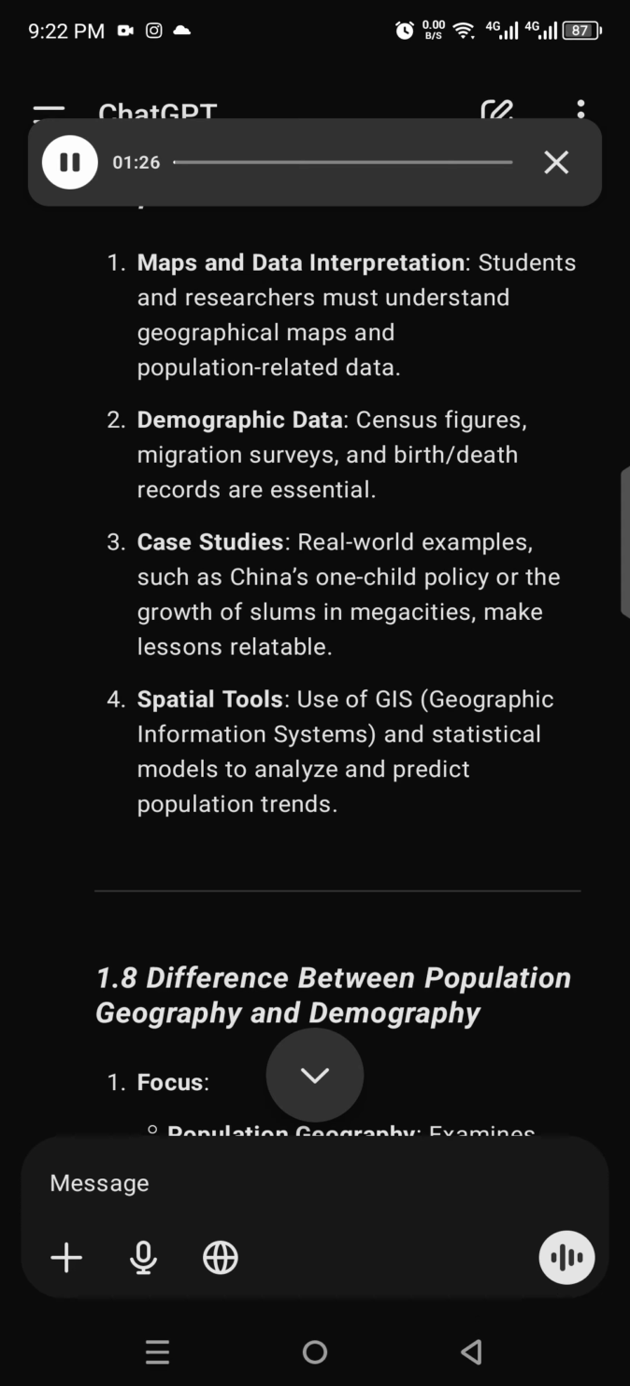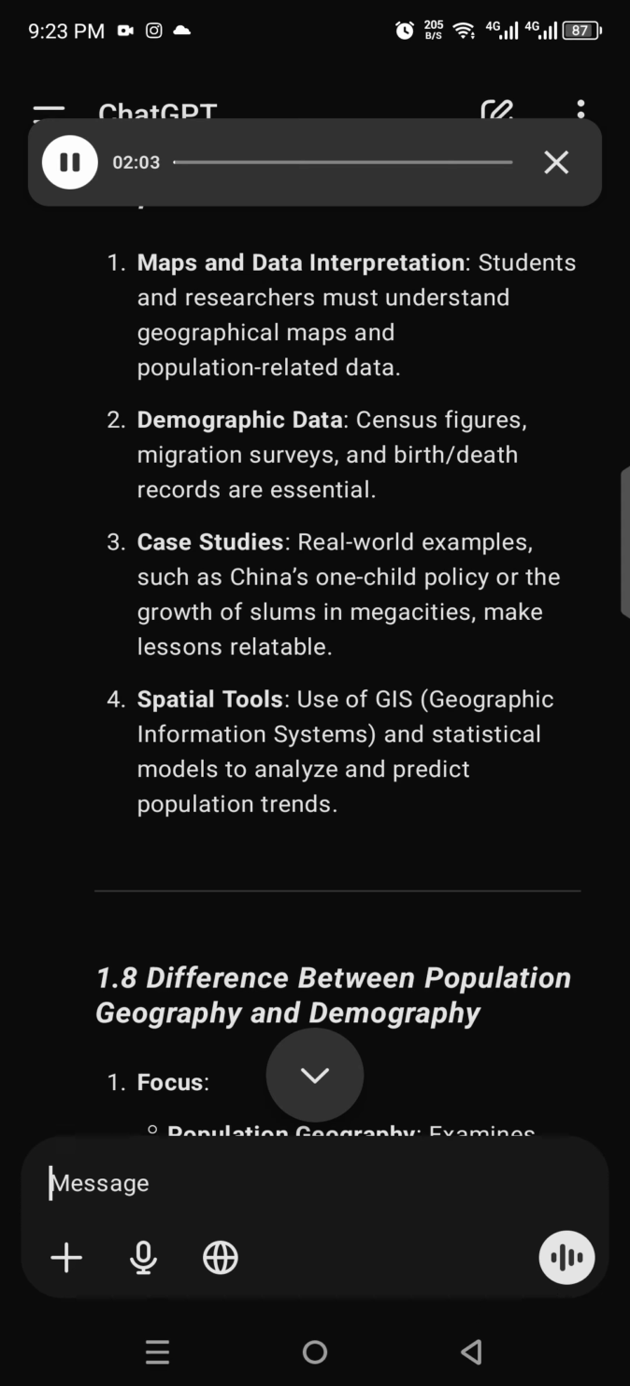1.8 Difference between population geography and demography. 1. Focus. Population geography examines where populations are located and why, spatial and environmental factors. Demography analyzes how populations change, birth rates, death rates, aging, etc. 2. Methods. Geography relies on maps, spatial tools, and environmental analysis. Demography uses statistics and mathematical models, e.g., calculating population growth rates. 3. Application. Geography is used in urban planning, land use policies, and climate studies.